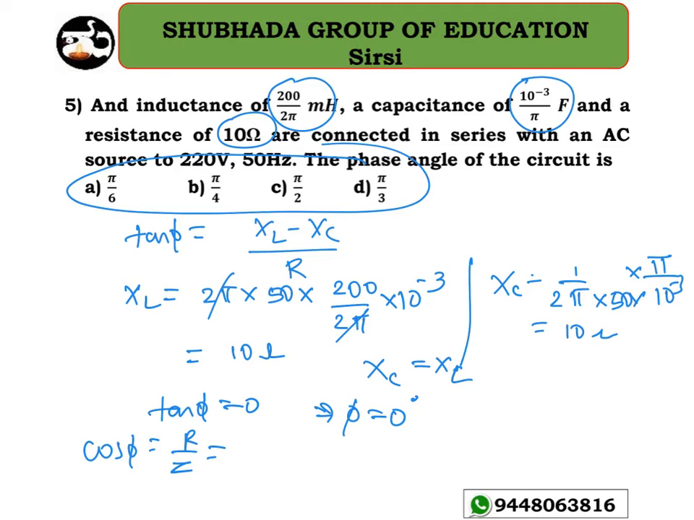Now R is 10 ohm, divided by square root of R square plus XL minus XC whole square. XL minus XC is 0. So it is square root of 10 square, and again it is 1. For what value of phi is cos phi equal to 1? For 0. If phi is 0, then only you get cos 0 as 1. That's the reason phi is going to be 0 for this particular question.